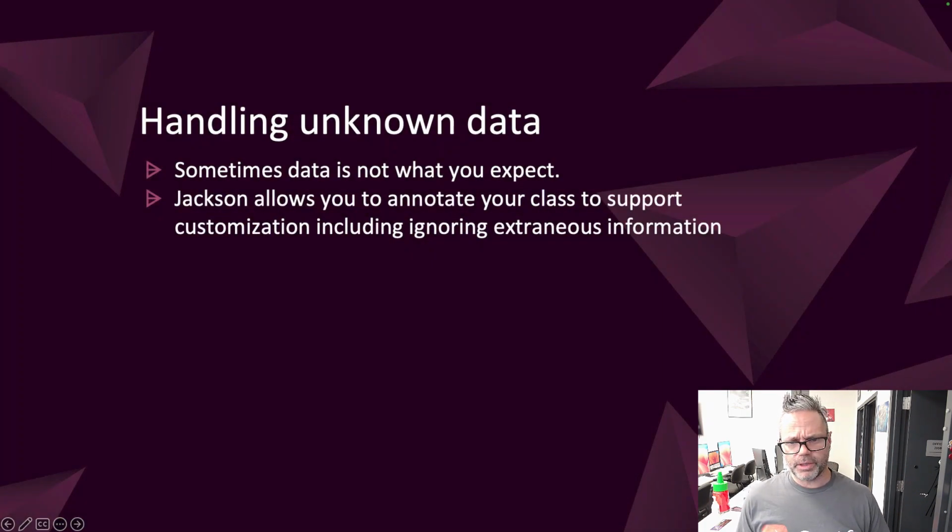And so you also need to be able to work with potentially unknown data. Unfortunately, I know this is weird, but out there the data doesn't always match the exact format you're expecting, and sometimes you might get extra information depending on the API you're working with. And so Jackson allows you to annotate your file so you can support that customization, so you can have extraneous information get ignored and not crash your application.